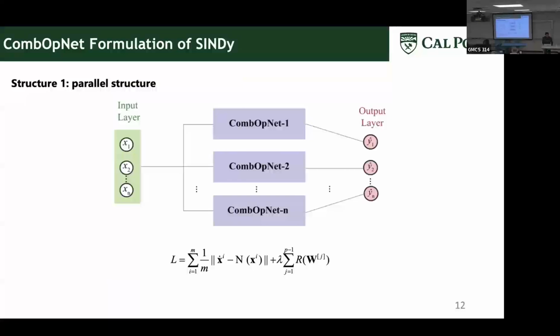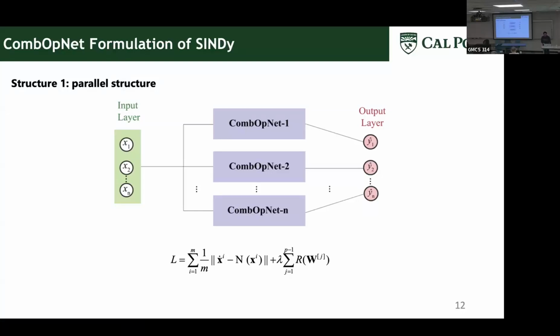All right. We have two different setups here. One is a parallel structure. You can stack many different CombOpNets, each of them allocated to one dimension. So we can use this network to approximate an n-dimensional problem. And then this is the loss function.